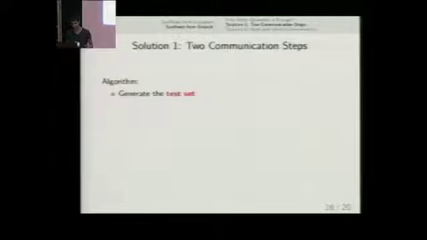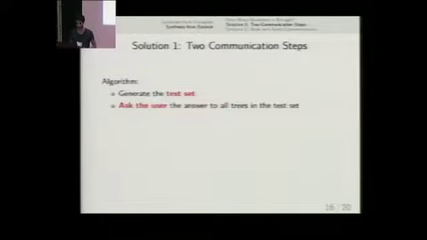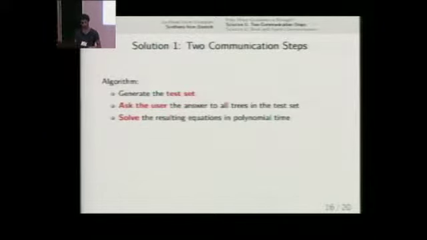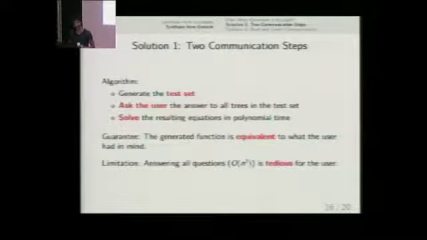So let me just tell you how this would work. You would generate the test set from the tree definitions. Then you would ask the user what the outputs are for all of these trees. Then you would solve the resulting equations, and we can solve them in polynomial time because the test set falls into this category of closed under subtree. And then you have the guarantee that the generated function is equivalent to what the user had in mind, because they are equivalent on the test set.